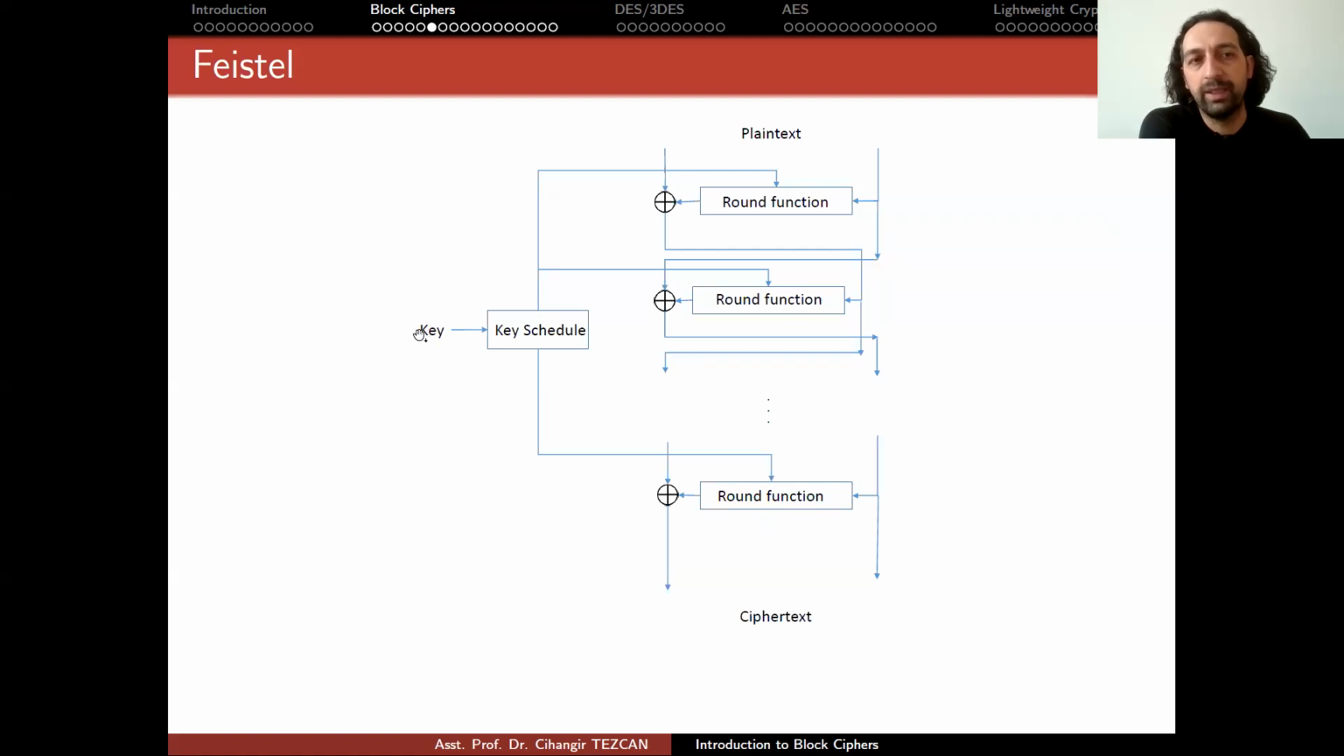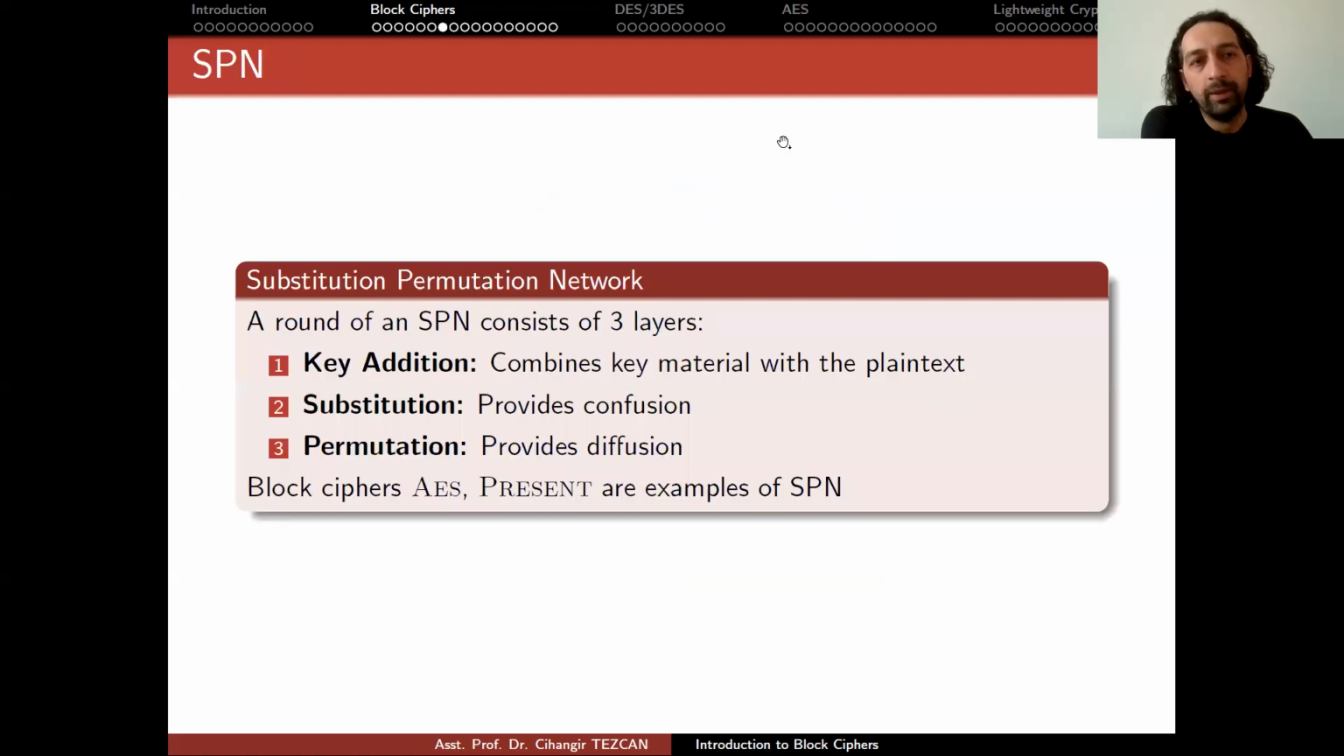So this is an example for a basic Feistel-style network, but you can generalize this. So instead of dividing into two parts, you can divide the plaintext block into 4 or 8 parts and perform the operation on all of them. So you can copy this picture next to each other and obtain a different or a generalized Feistel-style network. The second one is the substitution permutation network.